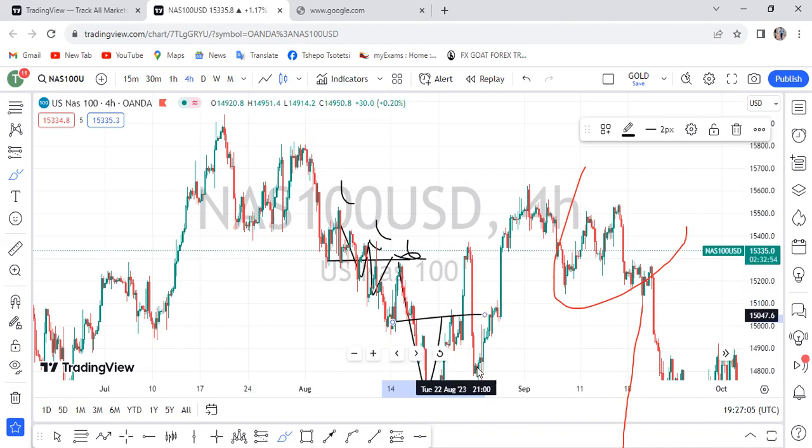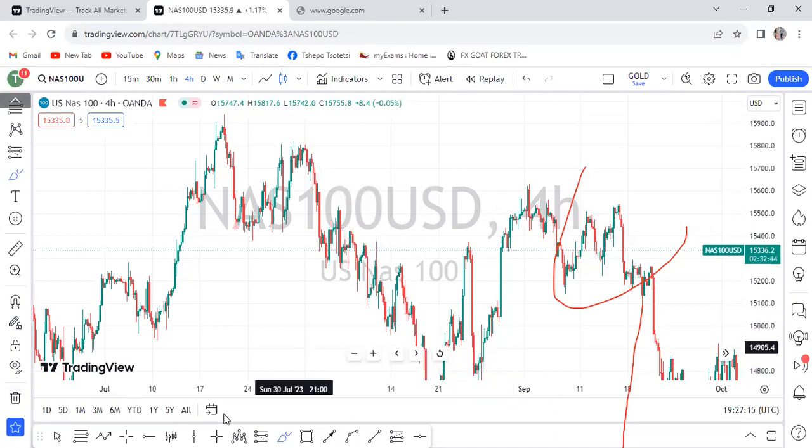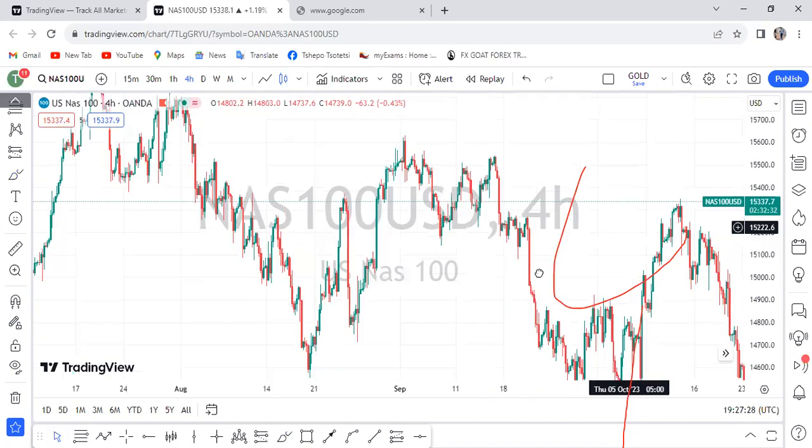But if it fails to retest and continues, you know that you're going to wait for a confirmation of a change of trend. Any questions, guys? So that I can know you are still following.